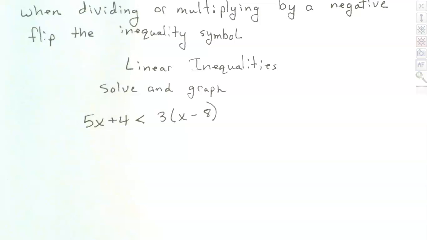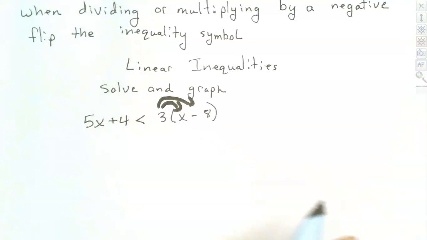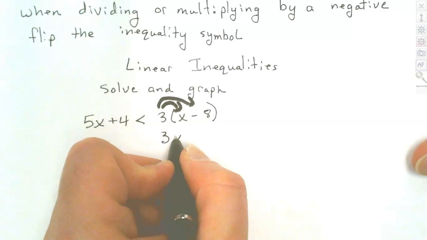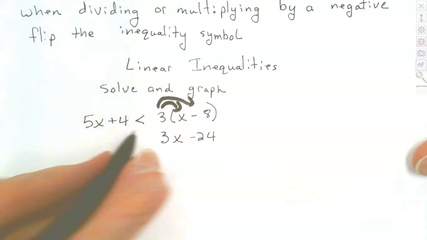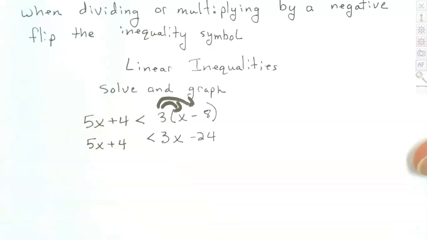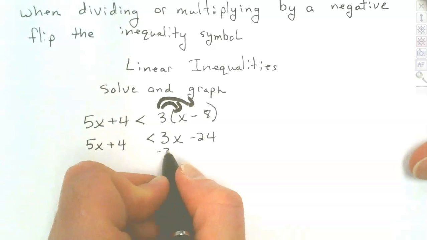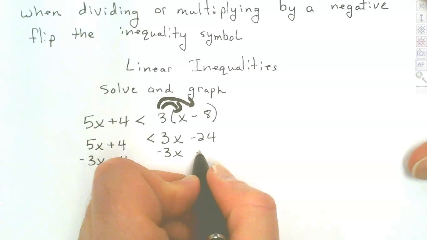Now, we should be familiar with this. This should be nothing new. We know how to solve these. Distribute that 3 through, like we've done many, many times before. That leaves you with a 3x and a minus 24 on the right. You've got that 5x plus 4 still on the left. We're going to move that 3x over, and we're going to move that 4 over.